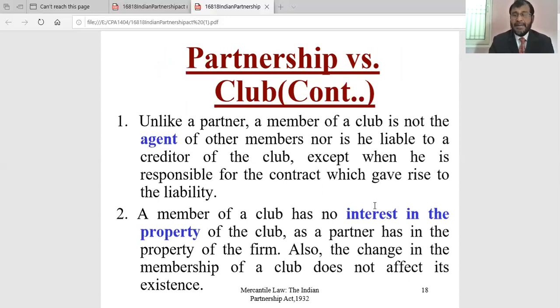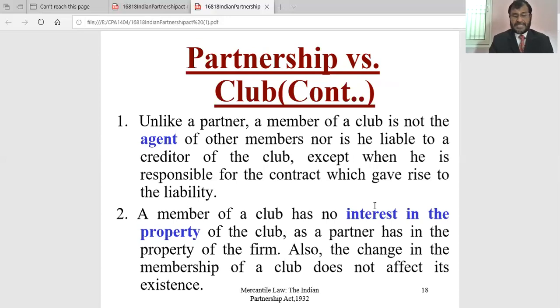Suppose a club incurs some debts. A member of the club's personal property cannot be attached, or even you cannot ask a member. You are a Lions Club member, and Lions Club International has made a lot of debts. Why don't you pay? We will say, sorry, I am just a member of a club and I don't have mutual agency.